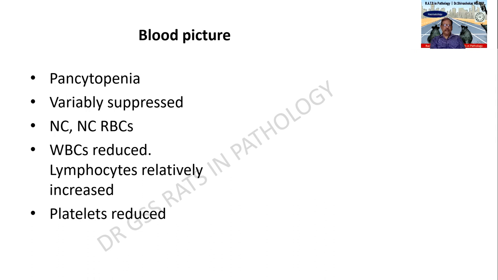RBCs are normocytic, normochromic. WBCs are reduced in number. In fact, neutrophils will be reduced most. Lymphocytes are relatively increased. Relative means it is only a ratio. Even the lymphocytes are absolutely reduced, but they are slightly more than the neutrophils. That is called relatively increased. Platelets are reduced in number. It is because of these reductions, the pancytopenia, the RBCs, WBCs, and the platelets, that the patient has the manifestation.